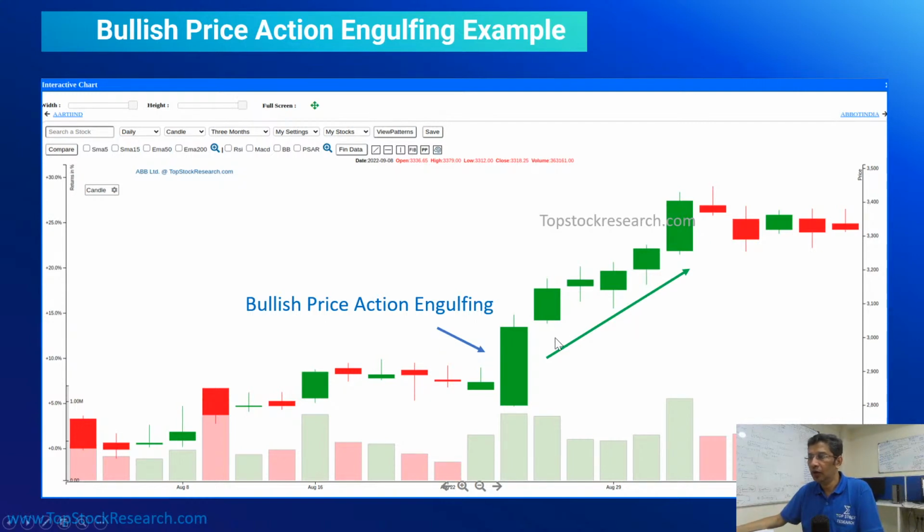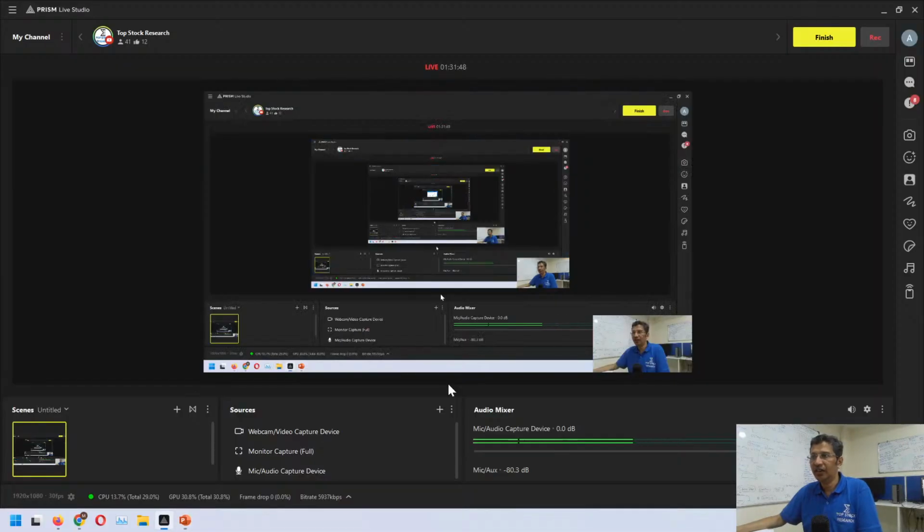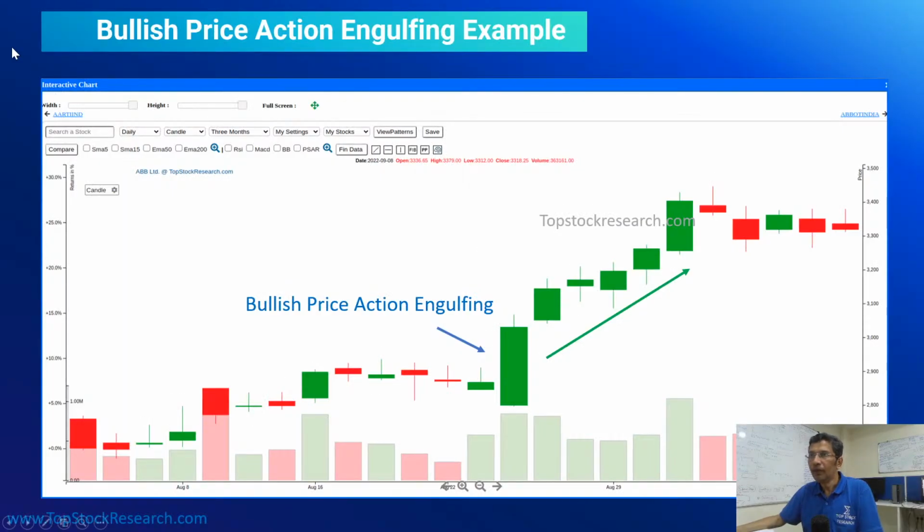Very important to note. How do we create this pattern? You'll never know how many candles you should be looking at. Some people may be happy with one candle, some with two candles. So depending on what you feel comfortable with, you can create one.